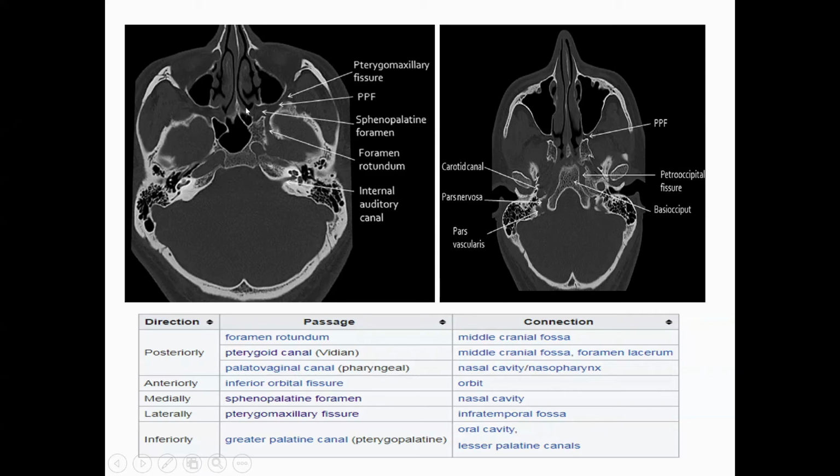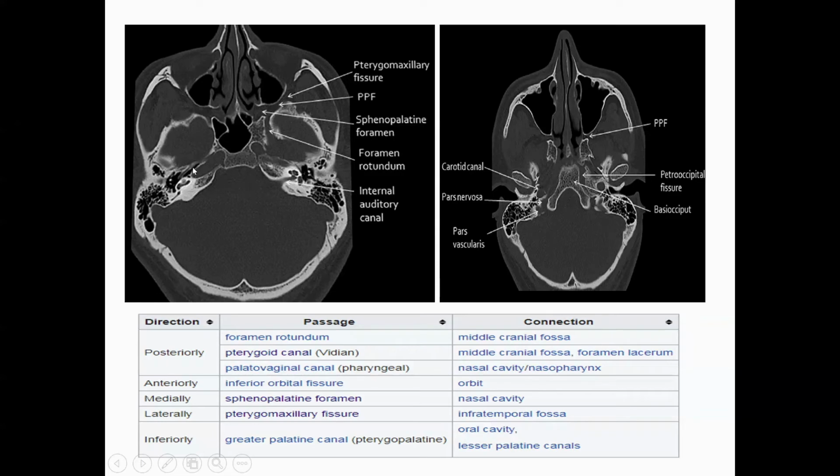You have the sphenopalatine foramen. It communicates with the pterygopalatine fossa, and communicates with the nasal cavity through the sphenopalatine foramen. It also communicates with the oral cavity through the greater palatine canal. So mainly we need to know the infratemporal fossa, the middle cranial fossa, the orbit, and the nasal cavity for communications of the pterygopalatine fossa.